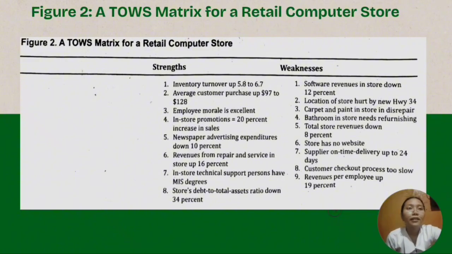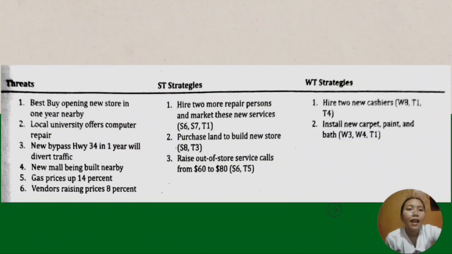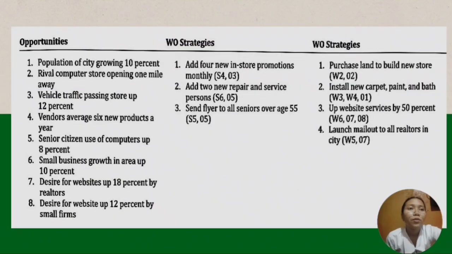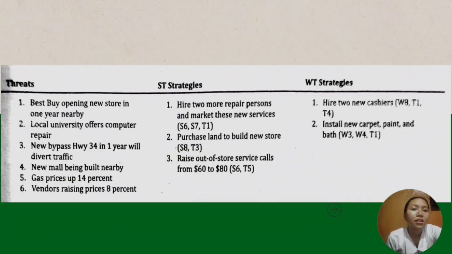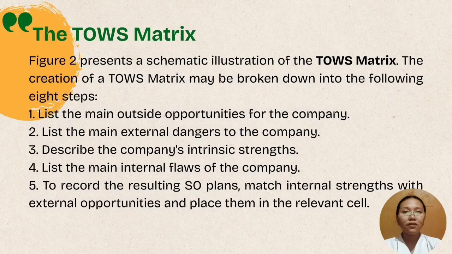So as displayed, there are 4 cells for each critical component. So these are the strengths, weaknesses, opportunities, and threats. And then there are another 4 for each approach, which is kaning WO strategies and ST strategies and WT strategies. So the creation of the Toast matrix can be understood in 8 steps.